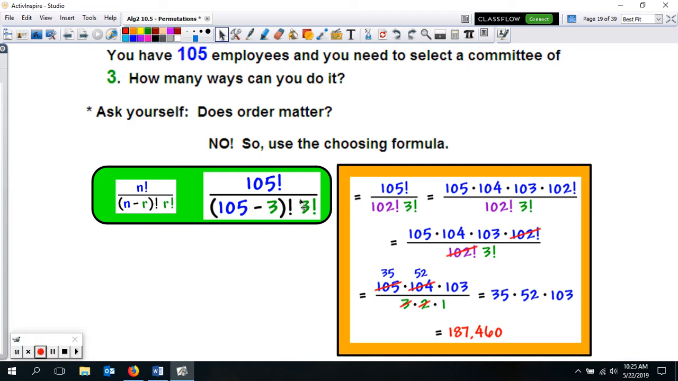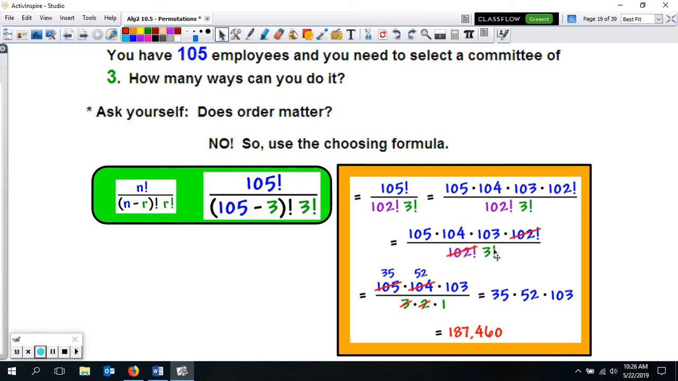But you have to divide out the arrangement because we are not doing a permutation. We're doing a combination. And then it just shows you how you would do that with the factorials here. Since it's such a big factorial, and you have 102 factorial here, you only need to go down that far to 102 factorial, so you can cross those out. And now you have these 3 big numbers to multiply.